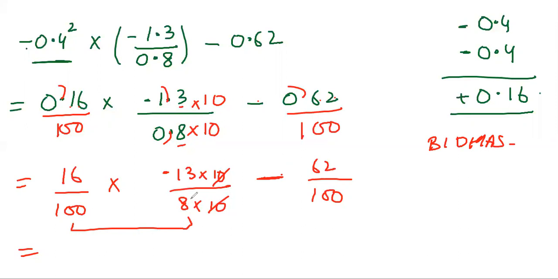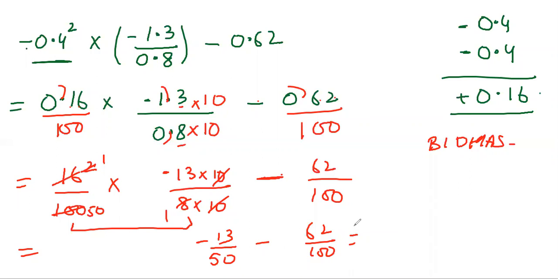Dealing with these two, 8 times 1 is 8, 8 times 2 is 16, and 2 times 1 is 2 and 2 times 50 is 100. So here we are left with minus 13 by 50 minus 62 by 100. Now this question is like this.